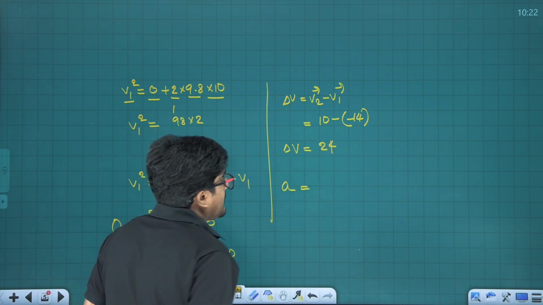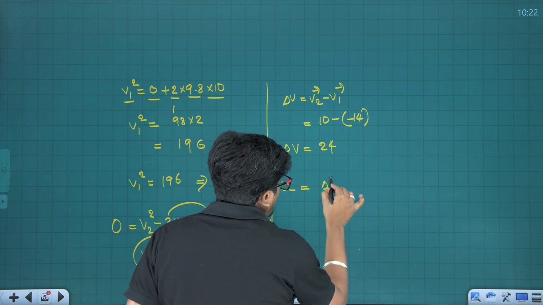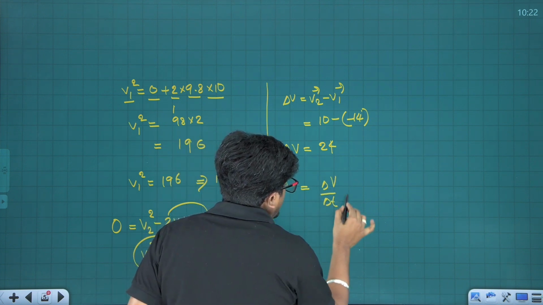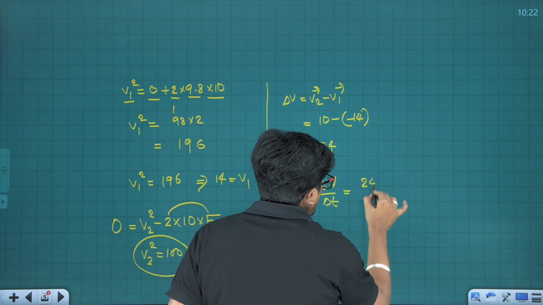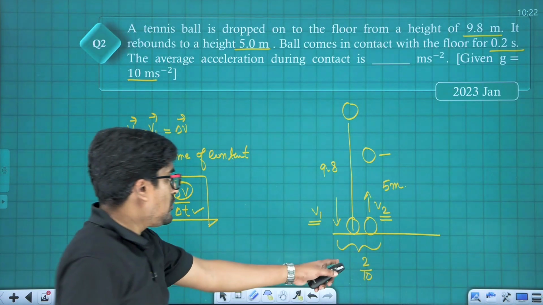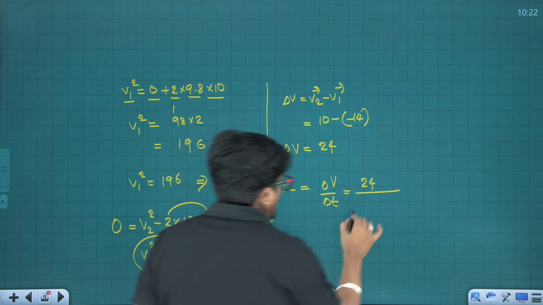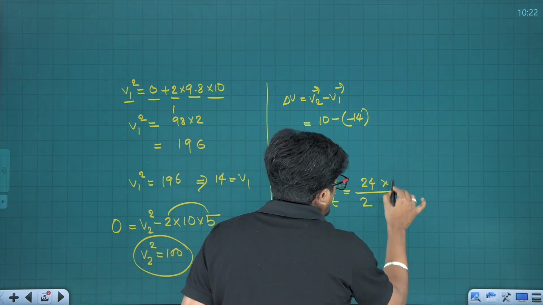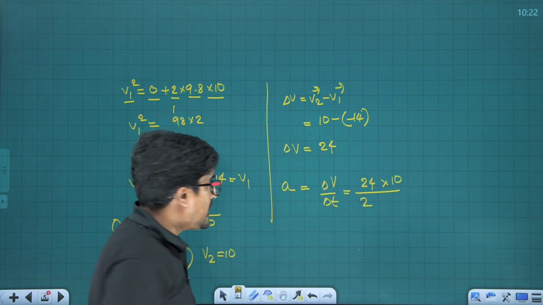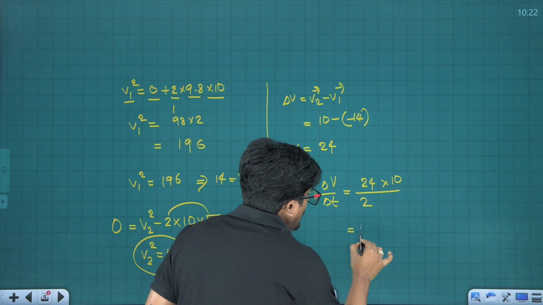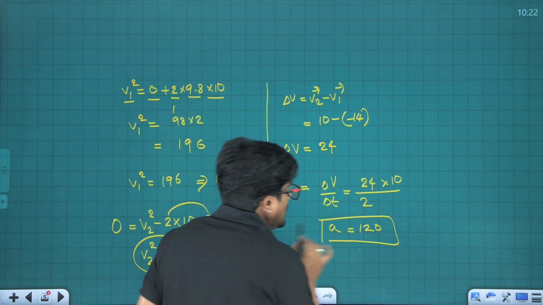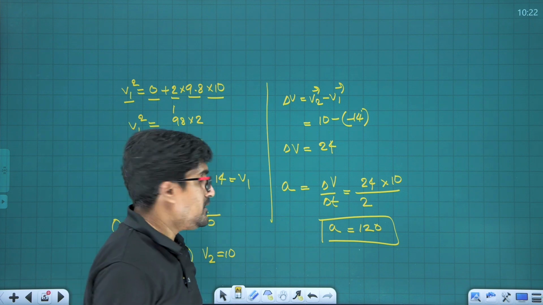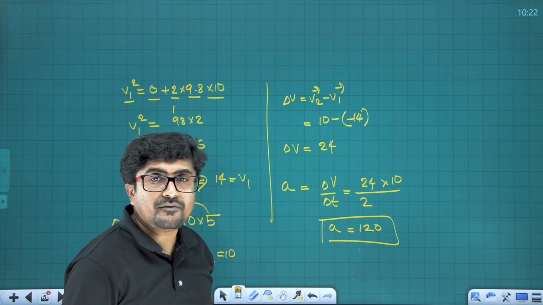Now what about the acceleration? Acceleration a is equal to delta v upon delta t. Delta v we got as 24, and delta t we got as 2 by 10. So here I will be getting 120. So acceleration a is coming as 120 meter per second square. I believe that was okay with you.